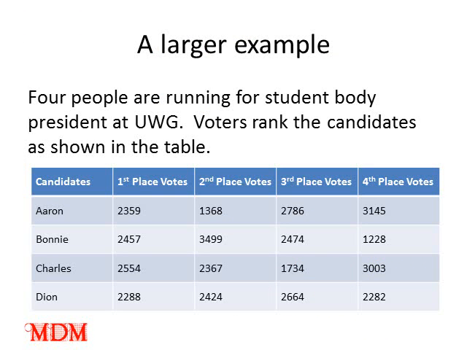Let's take a larger example. 4 people are running for student body president at the University of West Georgia. Voters rank the candidates as shown in the table. Notice that Aaron received 2,359 first place votes, 1,368 second place votes, 2,786 third place votes, and 3,145 fourth place votes.